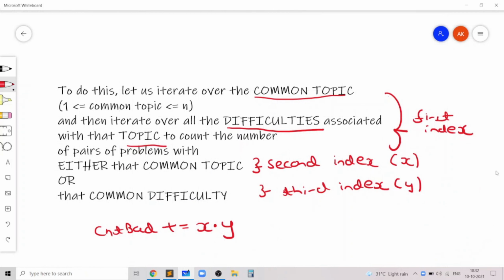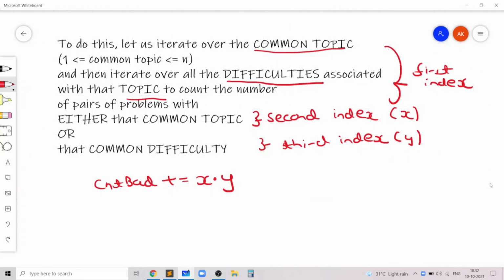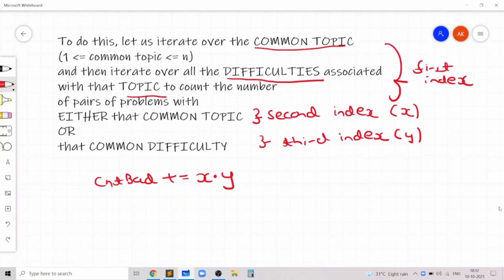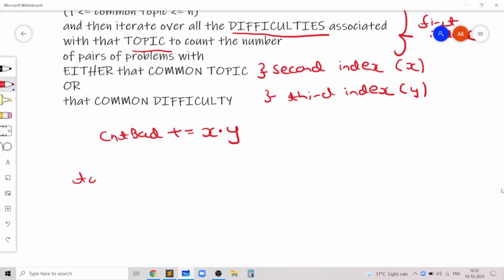And now that we know how to find such triples, we basically need to know how to implement it, and that can be implemented using the map data structure. So we use a map to find out how many. We'll use two maps. The first map will be for topics, and the second map will be for difficulties. So topics of T will basically store the whole set of difficulties associated with that topic, and difficulties of D will store the whole set of topics associated with that difficulty.